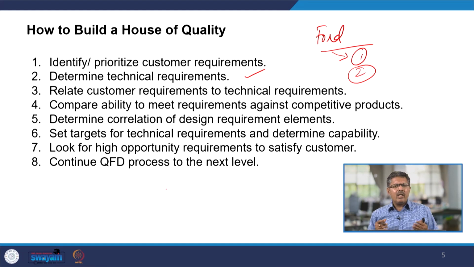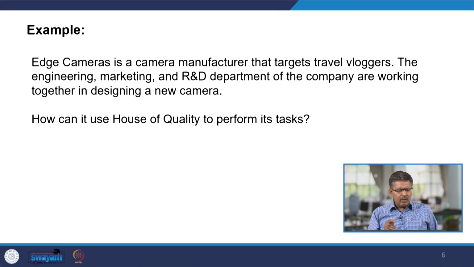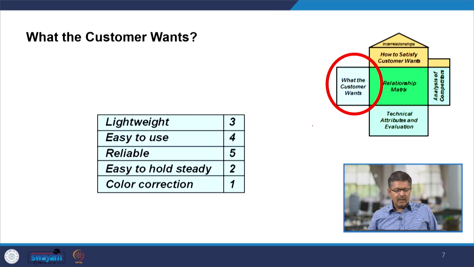In the concurrent design method, you bring in a team of people and they work together. So, let us take an example of designing this house of quality. This is a camera company which manufactures and targets travel vloggers. A vlogger is somebody who makes videos, like bloggers write something. These people make videos and post them. The engineering, marketing and R&D departments of the company are working together in designing a new camera. How can it use the house of quality to perform its tasks?